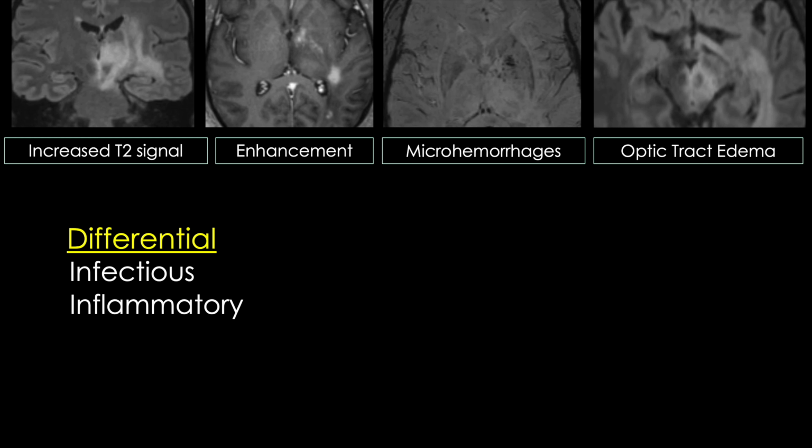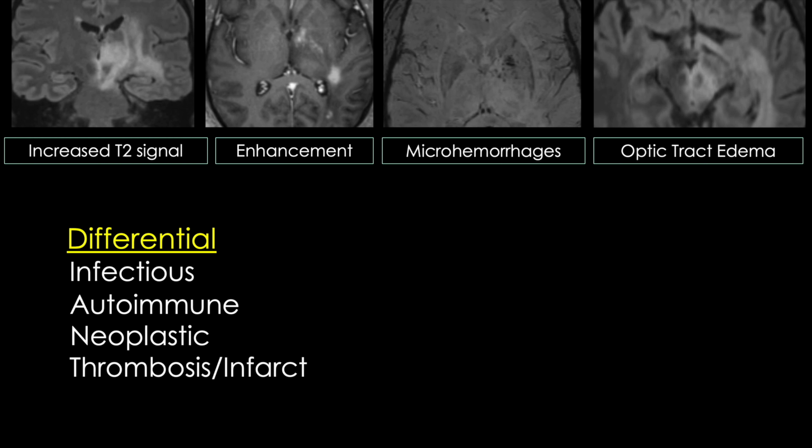What we're talking about is an autoimmune process. Inflammation that is not being caused by some sort of transmittable organism, but by the body attacking itself. We should definitely add neoplastic etiologies to this list, as well as infarct. Remember, subacute infarcts are inflammatory and can enhance, very important to keep in mind.